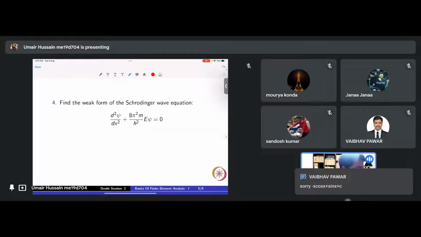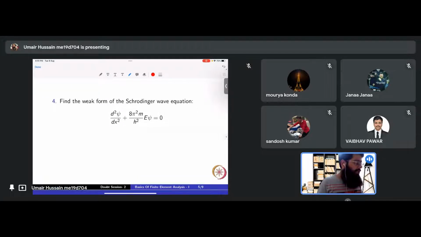So now I want you to find the weak form. Some differential equation I found interesting: the Schrodinger wave equation. So in the Schrodinger wave equation we have this as the dependent variable and x is of course our independent, and all these are constants. You can just replace all of this by some constant.